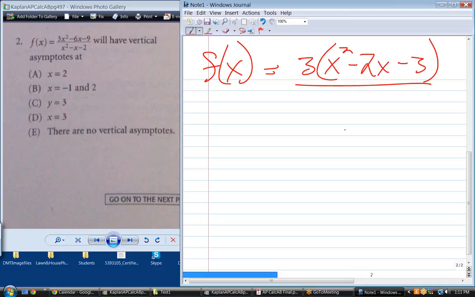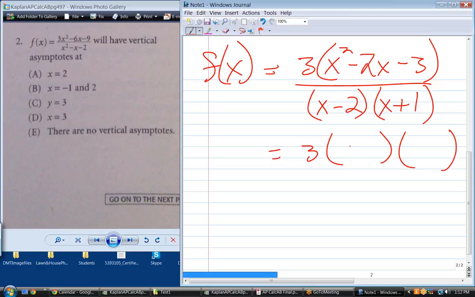And then the denominator, factor that. Okay. x minus 2 times the quantity x plus 1. Okay. Now, in the numerator, can I factor it further? Yes. Do it. x minus 3 and x plus 1. All right. So we've separated each into their linear factors.